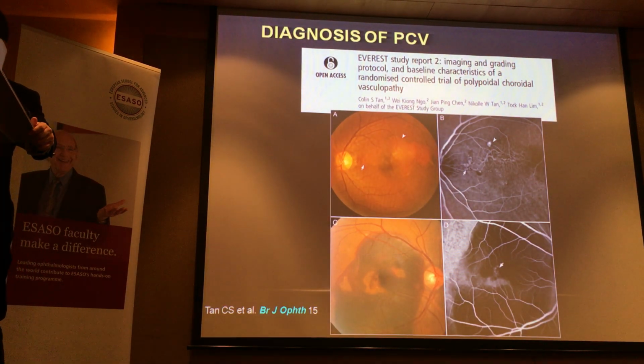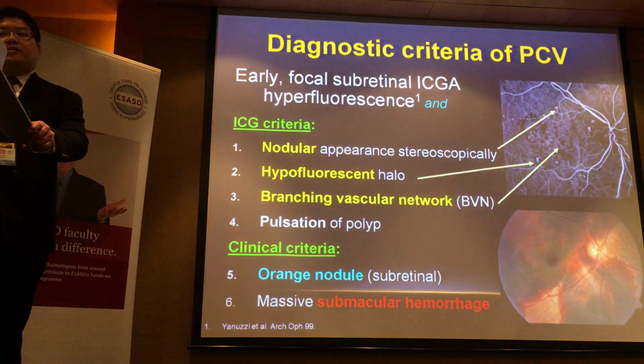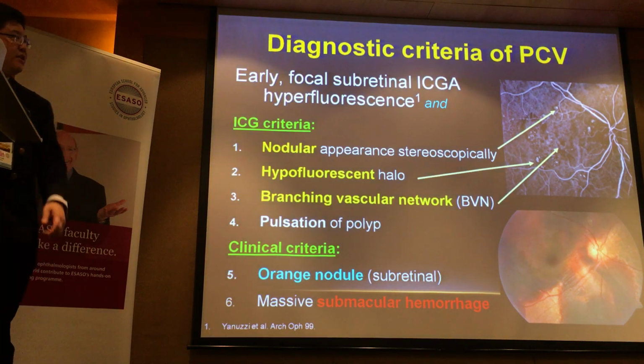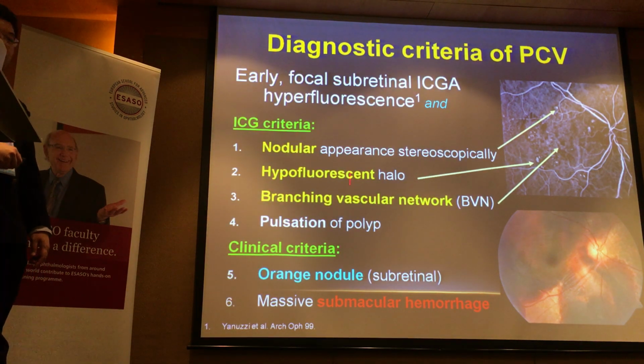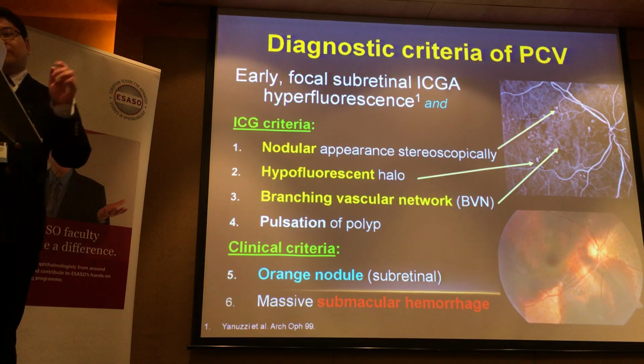So first, how do we diagnose PCV? Just a quick run through. This has been described, the imaging characteristics on the Everest study. Basically, we look for early focal ICG hyperfluorescence, plus one of 6 criteria. 4 of them ICG based, 2 of them are based on color fundus photos. Okay, so let's run through briefly.